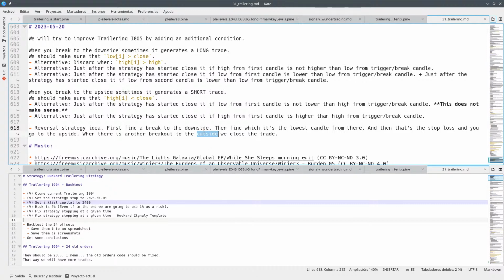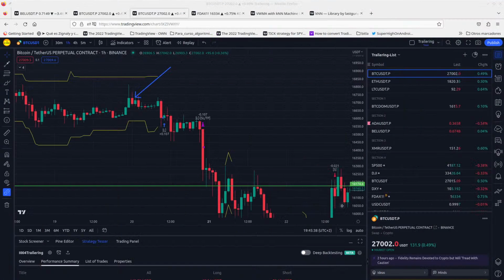Okay, so first with the downside. Downside, because this is for short. No, so it's to the upside. Okay, so this is for short. So first we find a break to the upside, then the lowest candle, so first of all it's going to be this one, and then either this one or this one.